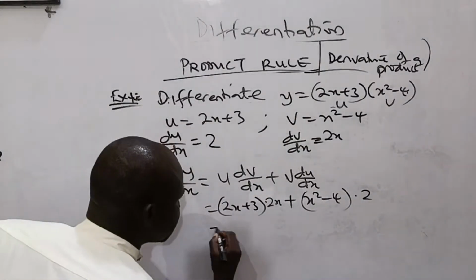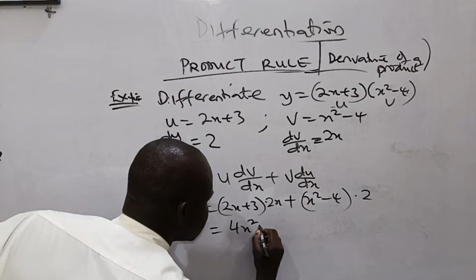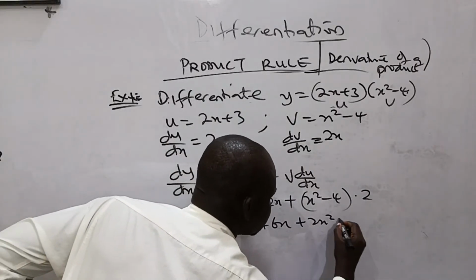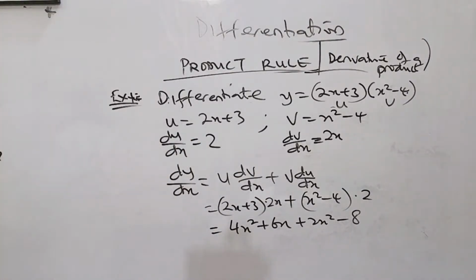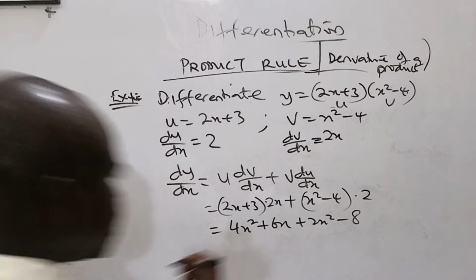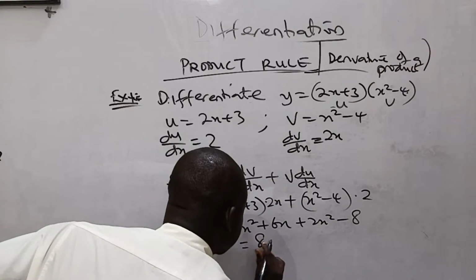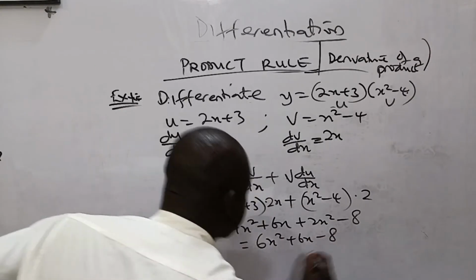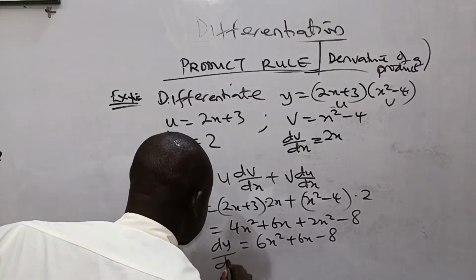So if you open up here, we are going to have 4x squared plus 6x. Here we are going to have plus 2x squared minus 8. That's what we are going to get. Then if we simplify, we are going to have 6x squared plus 6x minus 8. So that is the dy/dx.